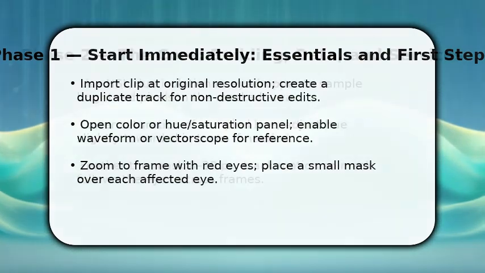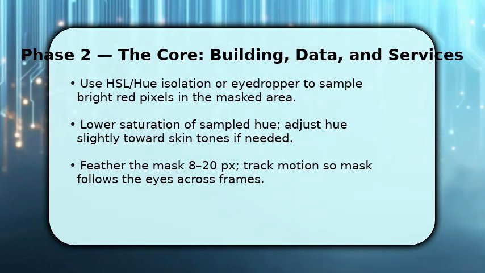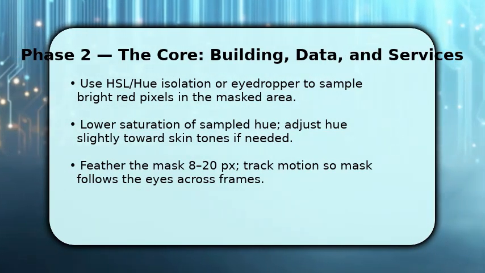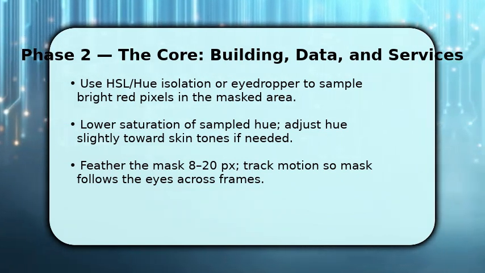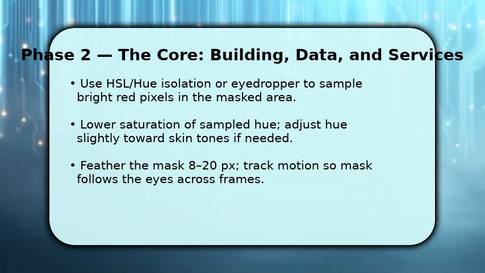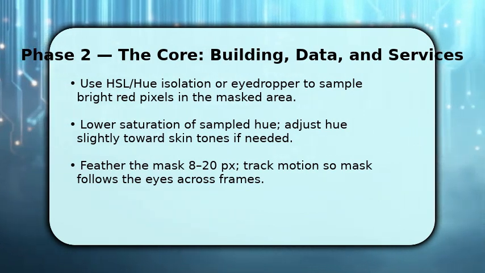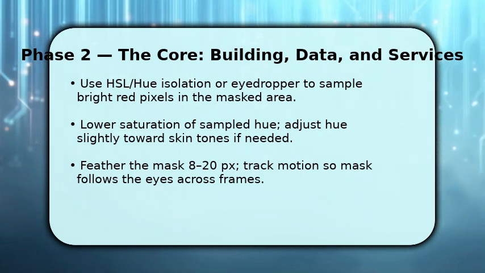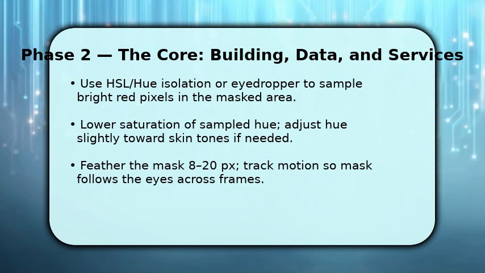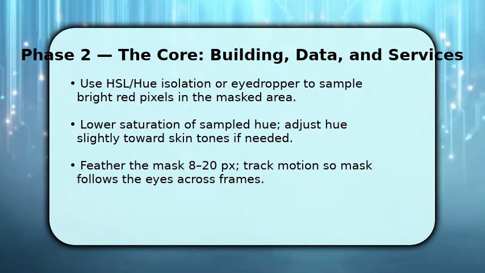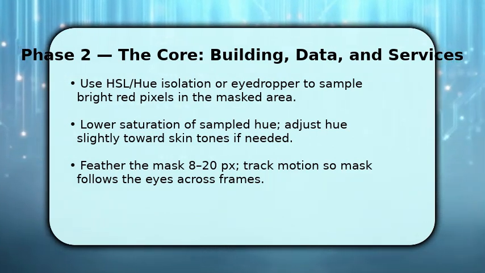You now isolate the red using HSL or the hue eyedropper. Sample only the bright red pixels inside the masks so you do not affect surrounding skin. Reduce saturation of that sampled hue and nudge hue toward natural iris tones. Less is better. Then feather the mask about 8 to 20 pixels to blend the change. Make sure to enable tracking so the mask follows the eyes when the subject moves.